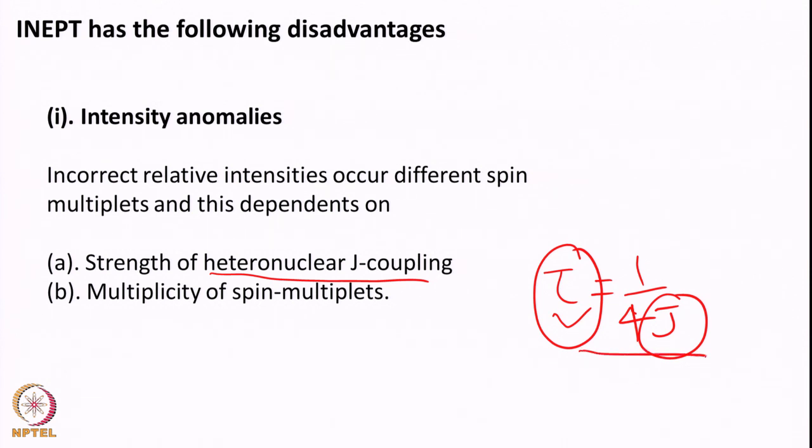The second problem is in case of multiplicity. If multiplicity comes, then how the spectrum is going to be, that is difficult. So three problems: the relative intensity, which depends upon the heteronuclear J coupling, and the multiplicity of spins can cause the intensity anomaly of the spectrum that we achieve in INEPT.